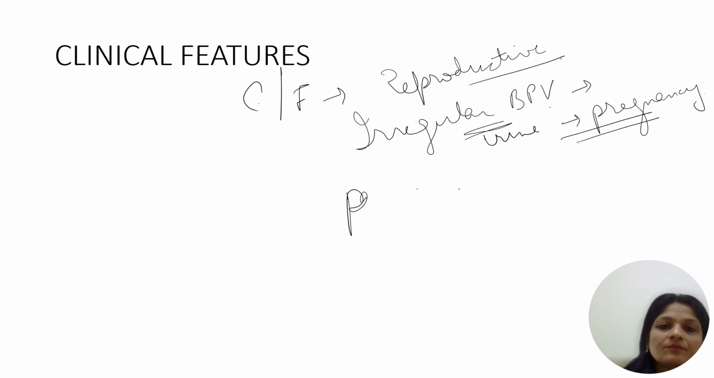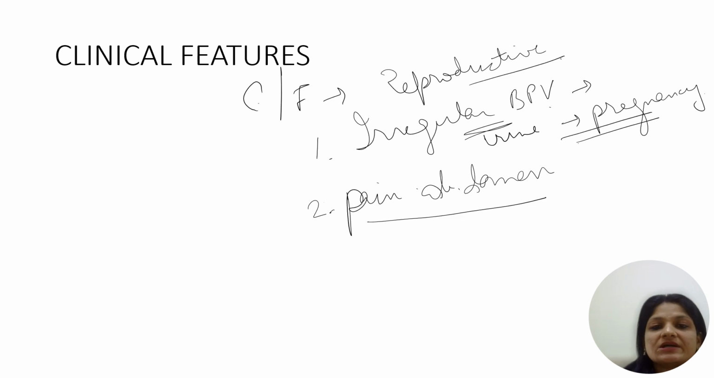She can have pain abdomen. It's a very common clinical feature. One is irregular bleeding PV. Secondly, she can have pain abdomen, because when the ectopic pregnancy ruptures inside the tube, it will cause pain. Also, when the blood collects into the abdominal cavity, it will distend the peritoneum, irritate it, and cause pain. So these things are signs of a tubal rupture.